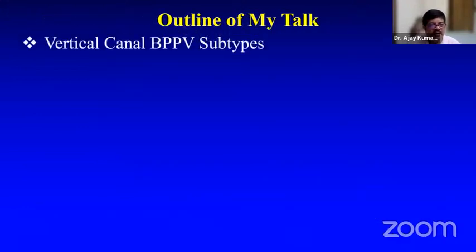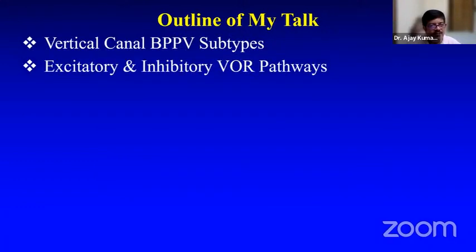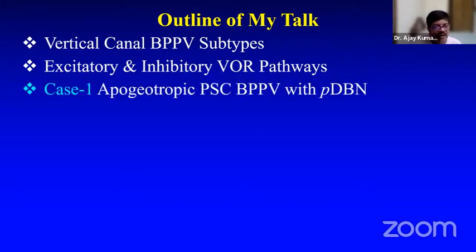The vertical canal BPPV subtypes, excitatory and inhibitory VOR pathways. This is important for localization and lateralization, on which depends the treatment with repositioning maneuvers and physical therapy. Case 1, apogeotropic posterior canal BPPV with positional downbeat nystagmus.